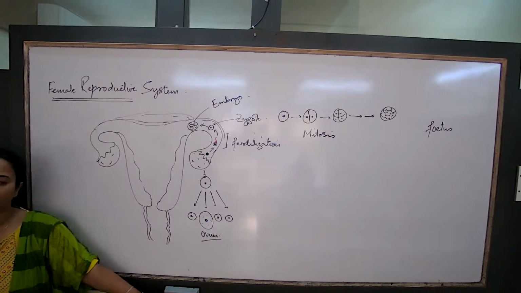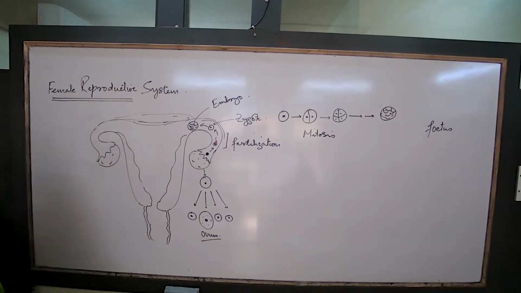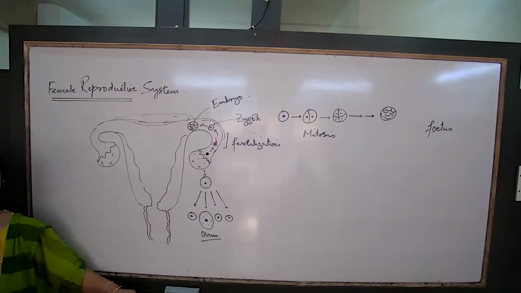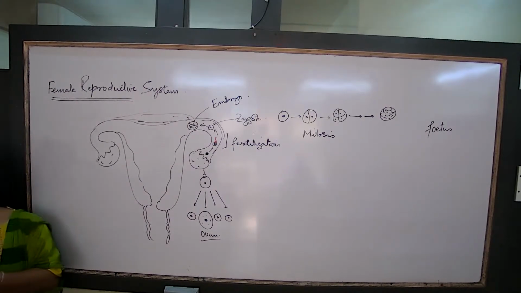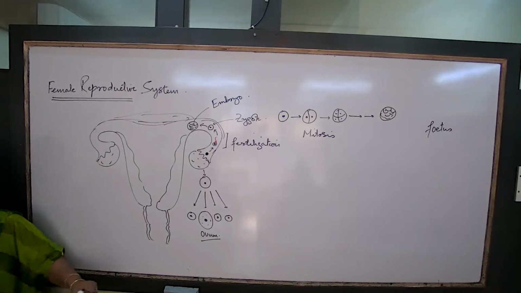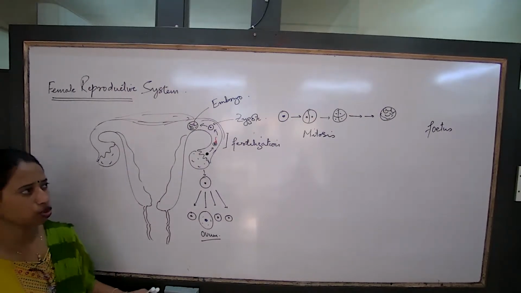Write down this. What is the difference between a zygote and embryo? That you should know it very carefully, very correctly to write in the paper. Difference between zygote and embryo. What is it? Zygote is a single cell formed after fertilization, containing 46 chromosomes.